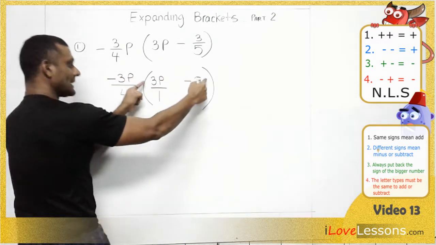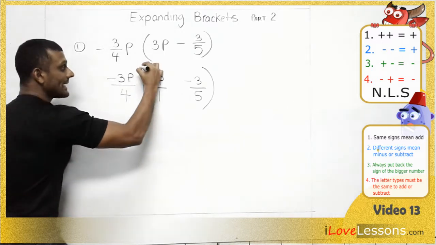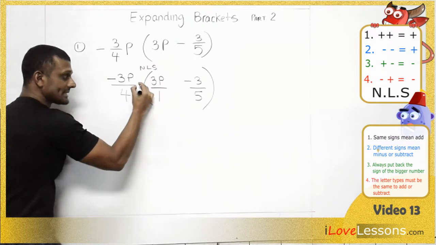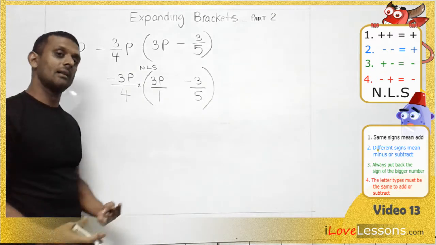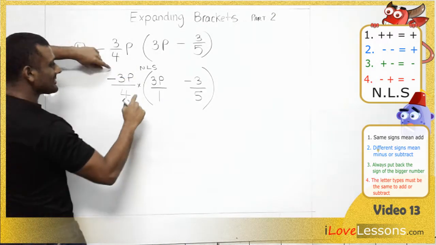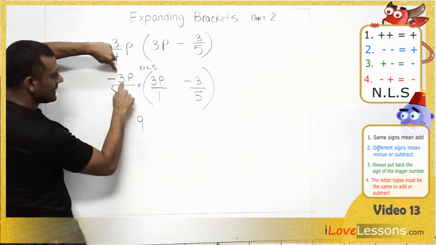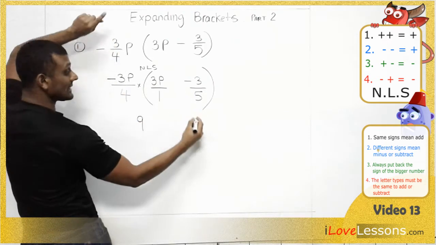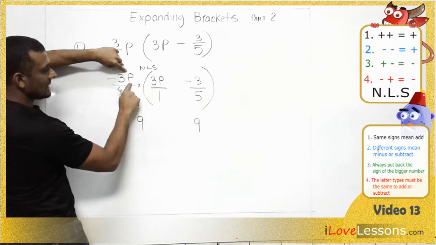I'm going to multiply the top by the top, the underneath by the underneath. Once again, since it's multiplication, because there's a secret multiplying between here, I am allowed to use the N, the L, and the S. So let's start off with the numbers first. 3 by 3, 9. 3 by 3, we got another 9. We're finished with the numbers, we're going to do the letters.